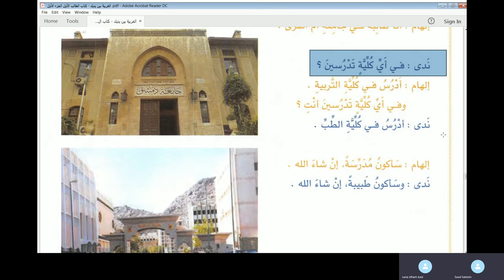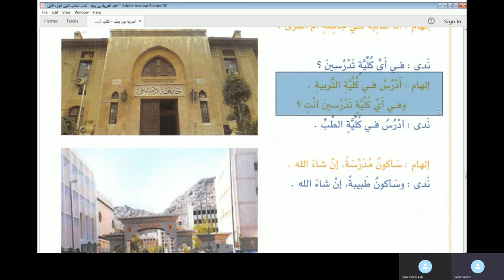Fi ayyi kulliyyatin tadrusina? In which faculty do you study? Kulliyya is a faculty. Tadrusina is, are you studying, right? In which faculty do you study, or in which faculty are you studying?